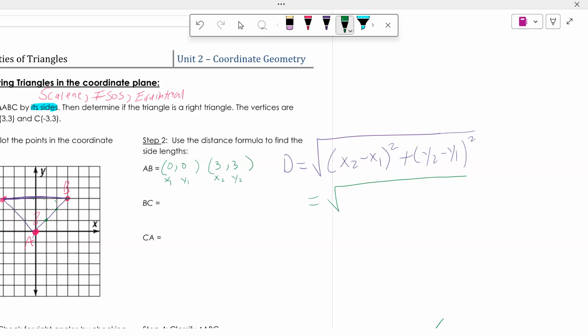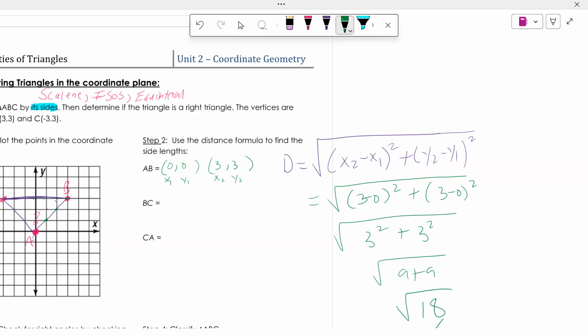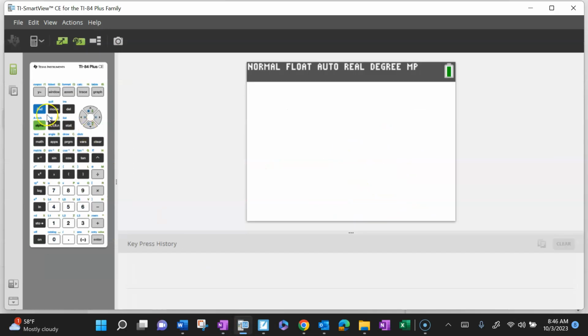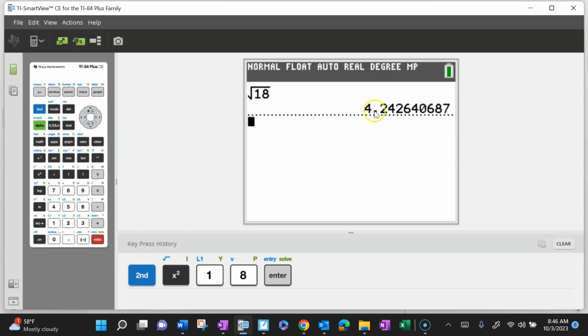So we're going to do x2 minus x1, which should be (3 minus 0) squared, plus y2 minus y1, which again would be (3 minus 0) squared. From here, it's mental math or calculator work, but you should get 3 squared plus 3 squared, which is 9 plus 9, which is the square root of 18, if I didn't make any mistakes. If you wanted to grab your calculator, we could approximate this. Just to be sure, we could type in square root of 18, and get approximately 4.24.